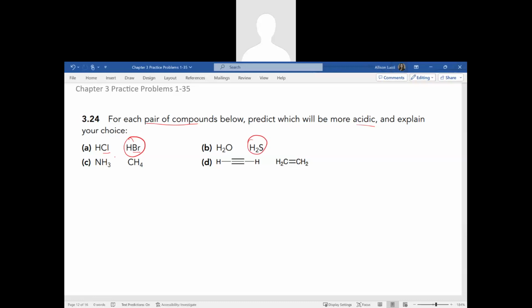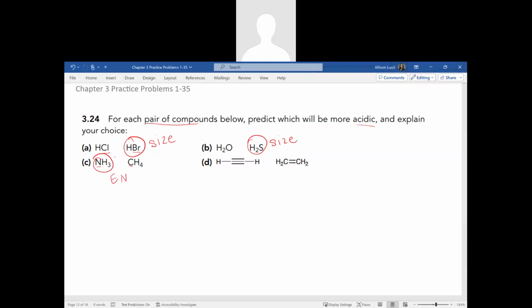Let's take a look at our comparison in example C. So we have ammonia and methane, and our central atoms, nitrogen and carbon, are in the same row. So now we must compare electronegativity. We looked at size in the previous examples because they were in the same column, but now we must compare electronegativity between nitrogen and carbon. Nitrogen is more electronegative, so it would be better at stabilizing the negative charge resultant upon deprotonation. So ammonia is expected to be more acidic than methane.